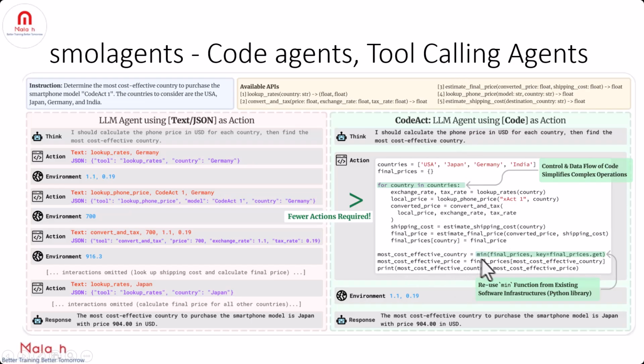So we have more flexibility with coding agents, so we have built-in Python packages, right? So you can specify which Python package to use, right? So with the coding agents, we will have more control.